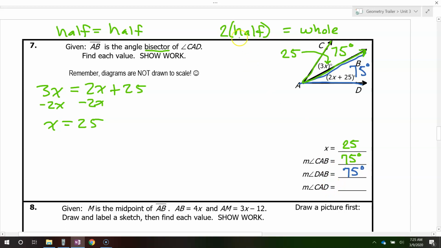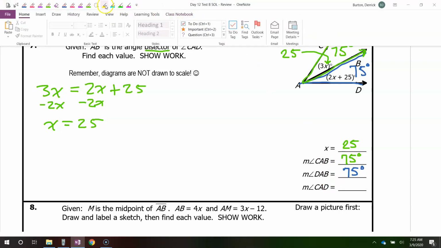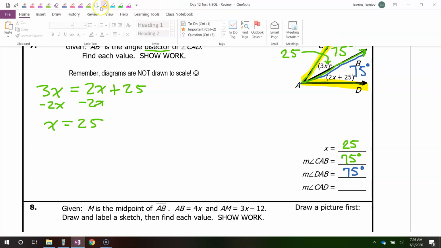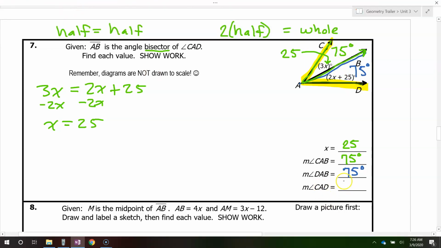That leaves angle CAD. But understand that angle CAD is the whole. So I'm just going to add these up. 75 plus 75 is 150. All right, so there you go.